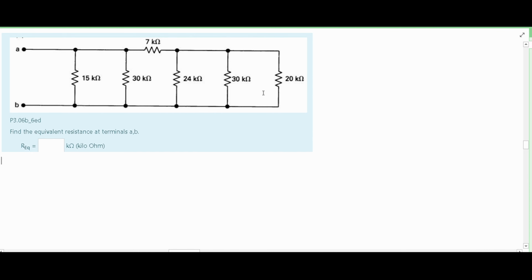This is kind of a mid-tier problem with circuits when we're analyzing series and parallel resistors.